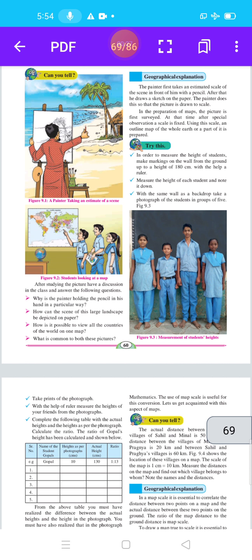Here, can you look at the two figures, 9.1 and 9.2. Figure 9.1 is a painter taking an estimate of a scene. Here students, a painter is taking an estimate of a scene. And then next, 9.2 is students looking at a map. In figure 9.2, students are looking at the map.